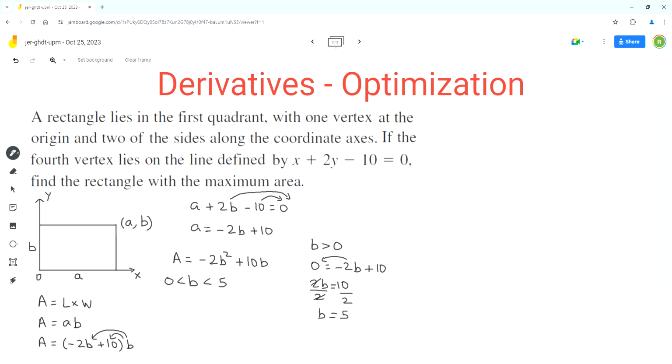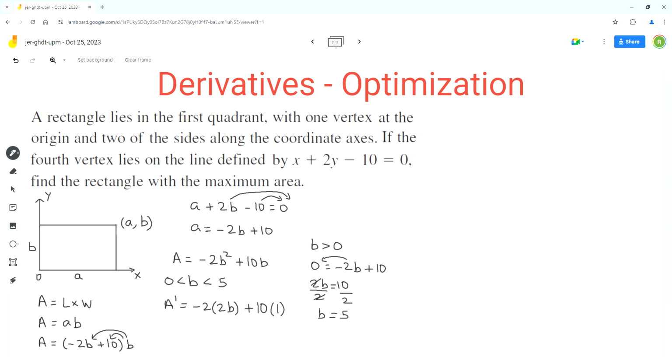Next, we can find the derivative of the area function and set the derivative equal to 0 to find the B values at which the tangent is horizontal, because tangent is horizontal at maximum points in the function. So to find the derivative, we'll have to use the power rule. The negative 2 is the coefficient of the term, so it will stay as it is. And as per the power rule, the derivative of B squared is 2B. In the second term, 10 is the coefficient, so it will stay as it is. And the derivative of B is 1.